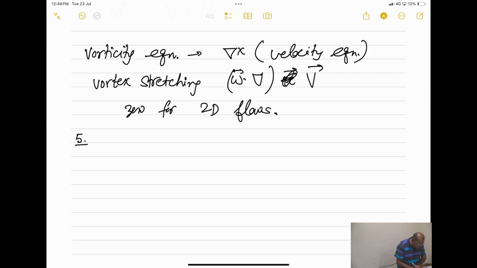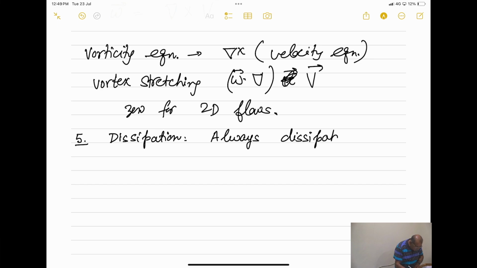Then another feature of the turbulent flows is that there is a high rate of dissipation, which means that turbulent flows are always dissipative.